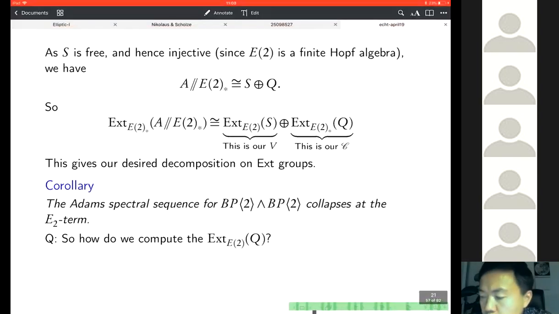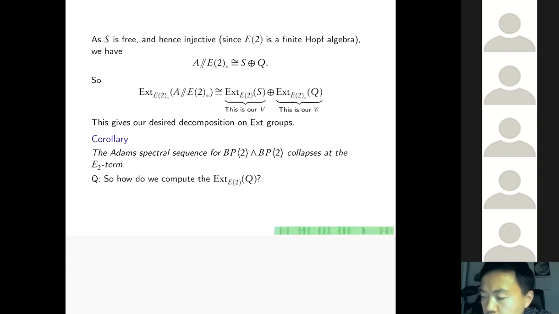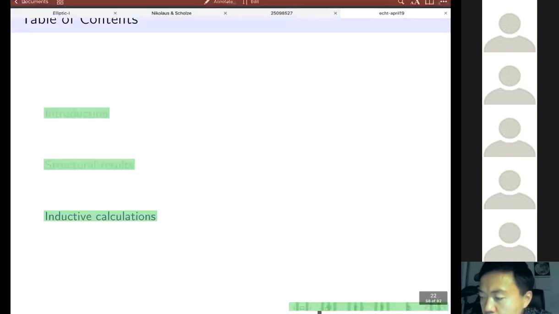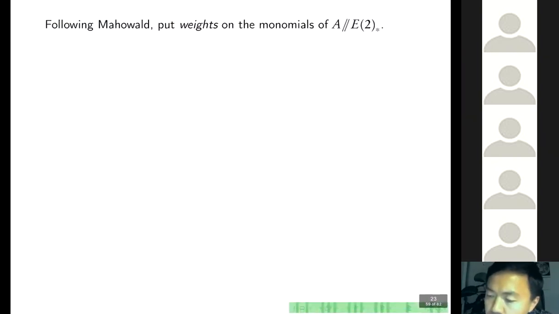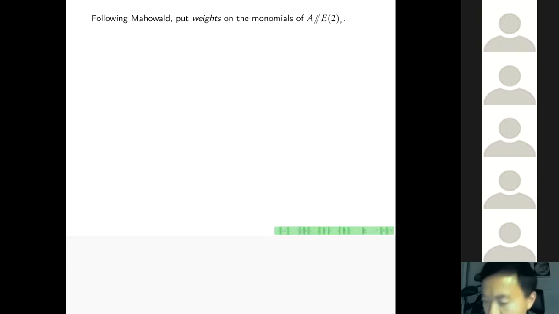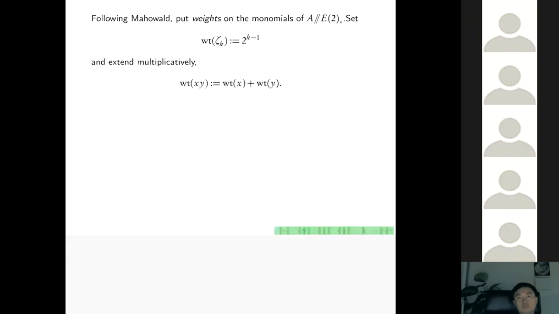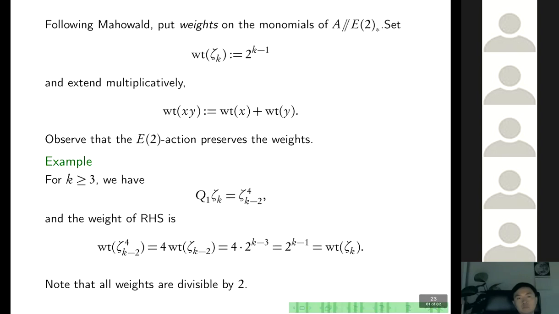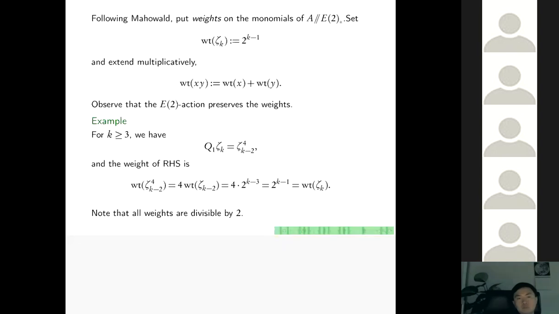Right, so now we have some general structural results, but the question is, how do you actually compute these things and actually present them? So now let's move on to inductive calculation. Let me just talk about weight really quick. Mohold and various things that he studied, he put this weight function on the monomials of A mod E2, or rather just on the monomials of the dual Steenrod algebra. The way he defined them is by declaring the weight of zeta k to be 2 to the k minus 1. And then he extends multiplicatively, so that the weight of the product is just the sum of the weights of the constituents. Okay, so now, the main observation for us will be that the weight is preserved by the action of E2.